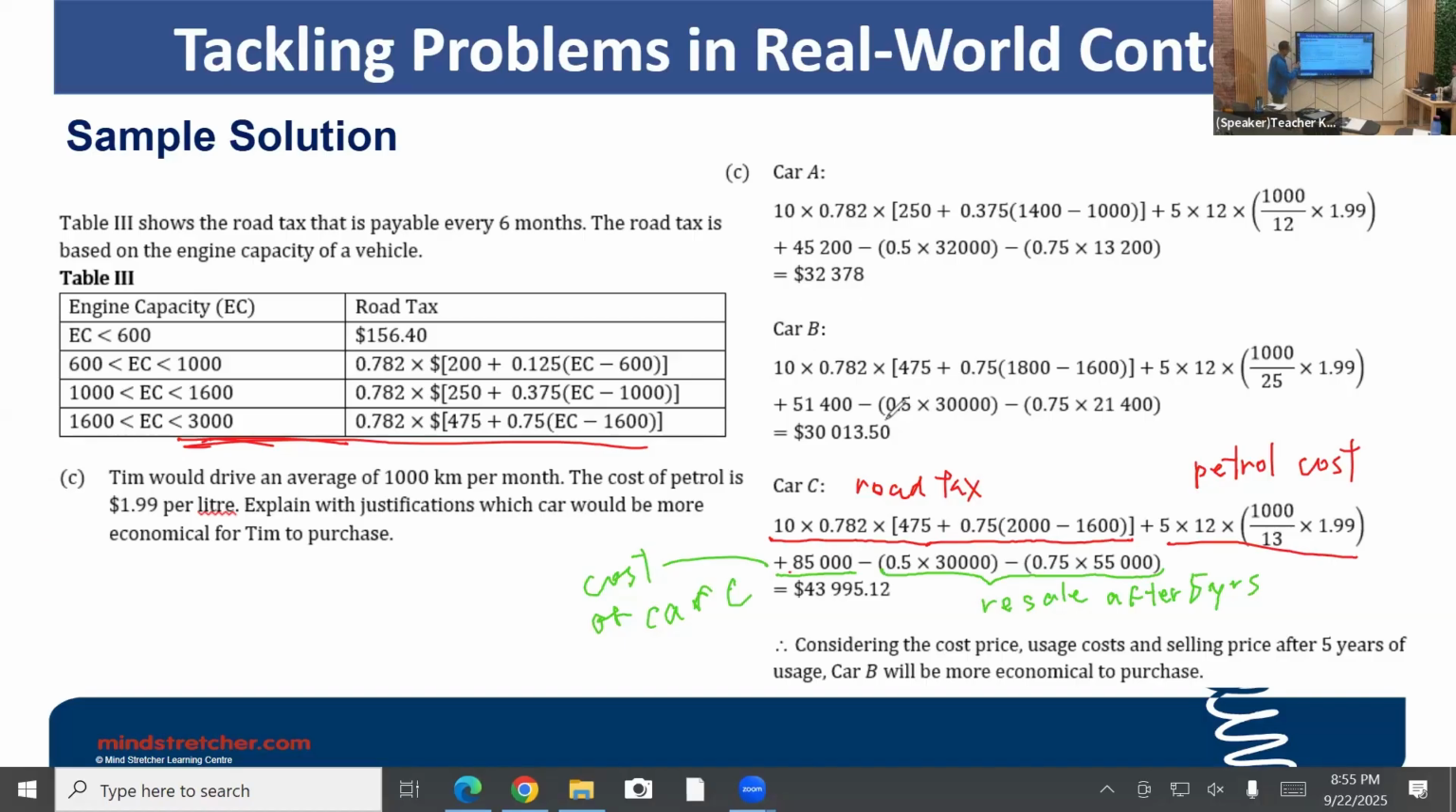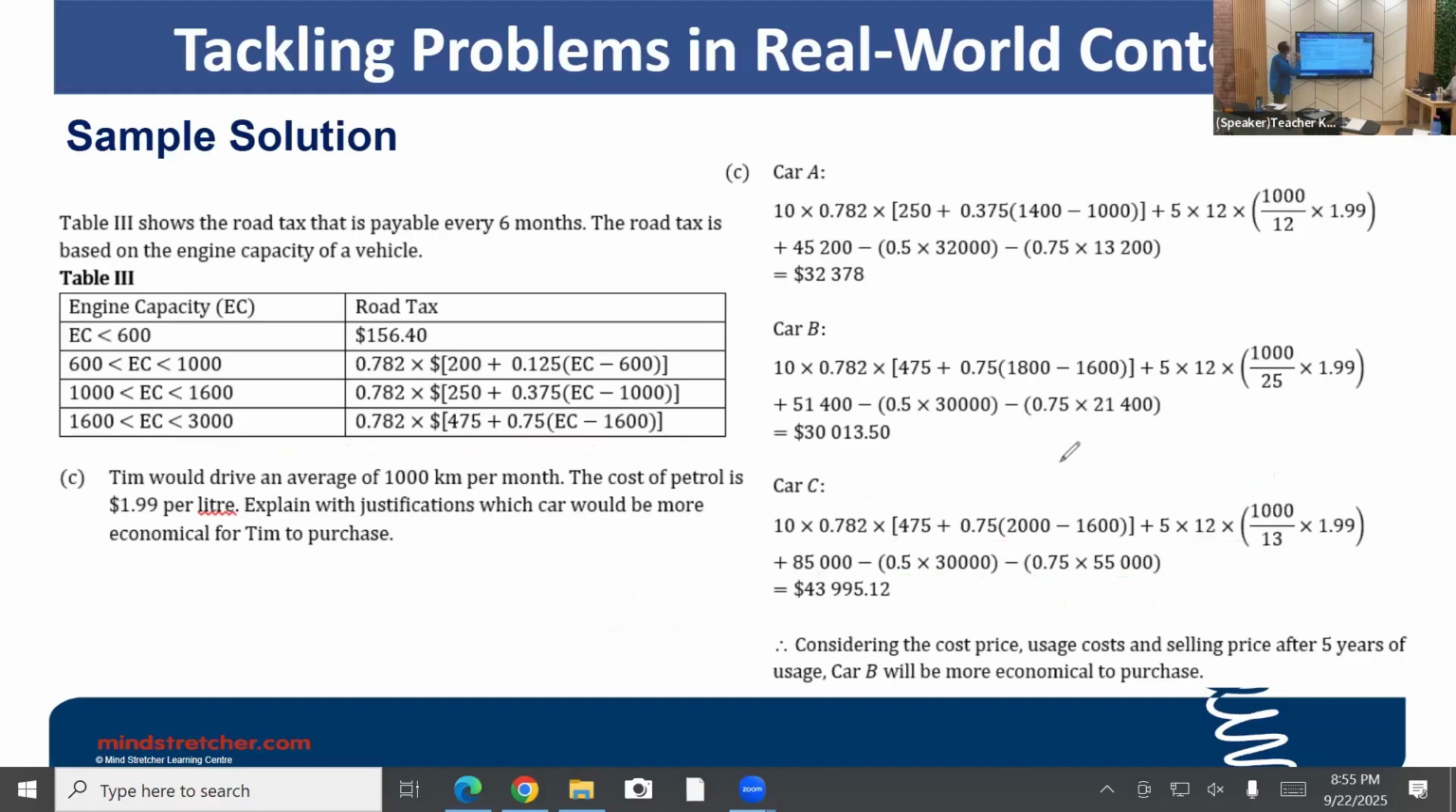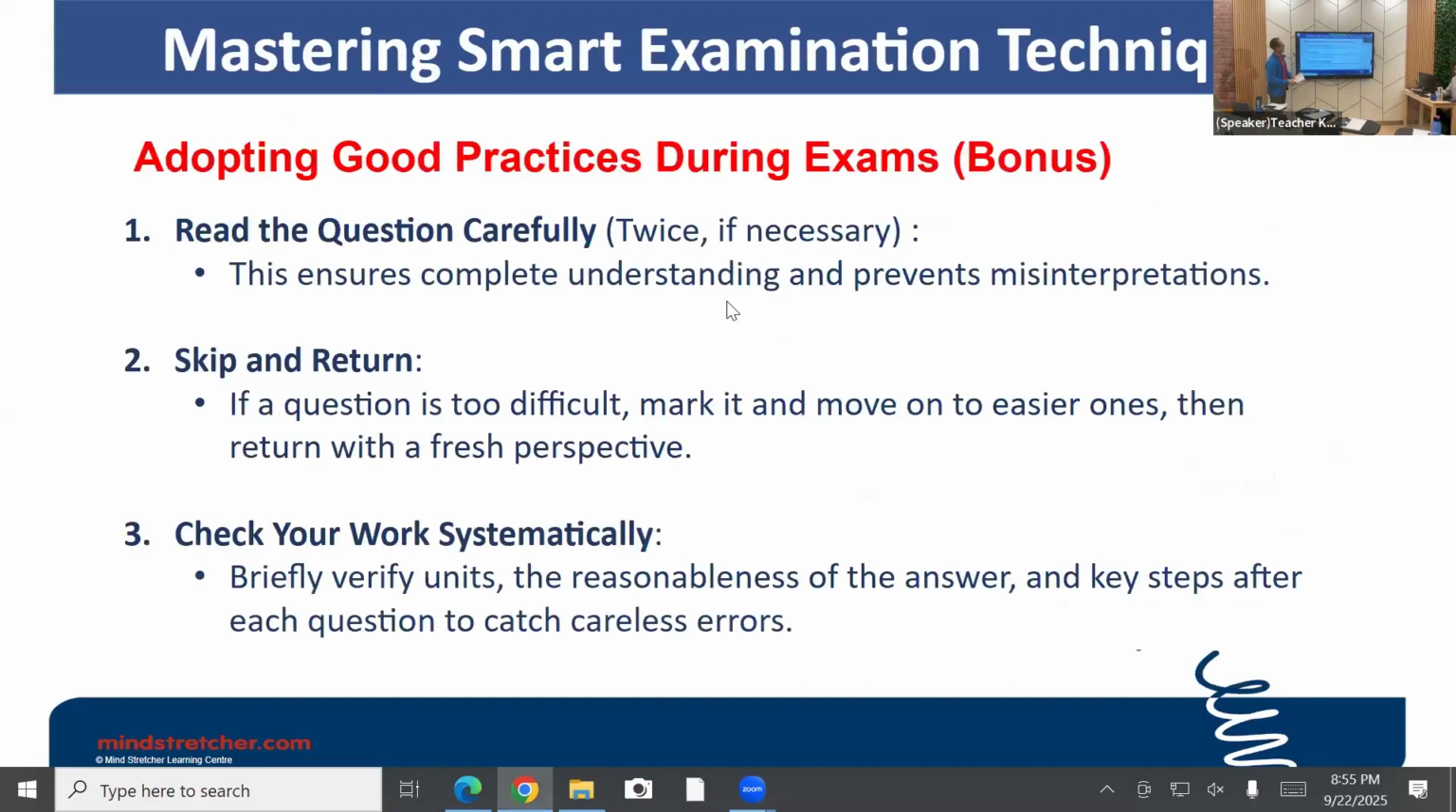Okay, let's move on to the next part. Oh, sorry, let me try and get this clear. Okay, so this is just something additional. Of course, Teacher Wei Lun, I think you have a workshop that covers more on the exam techniques. Sorry, when was that? I forgot. It's tomorrow. Yes, tomorrow.